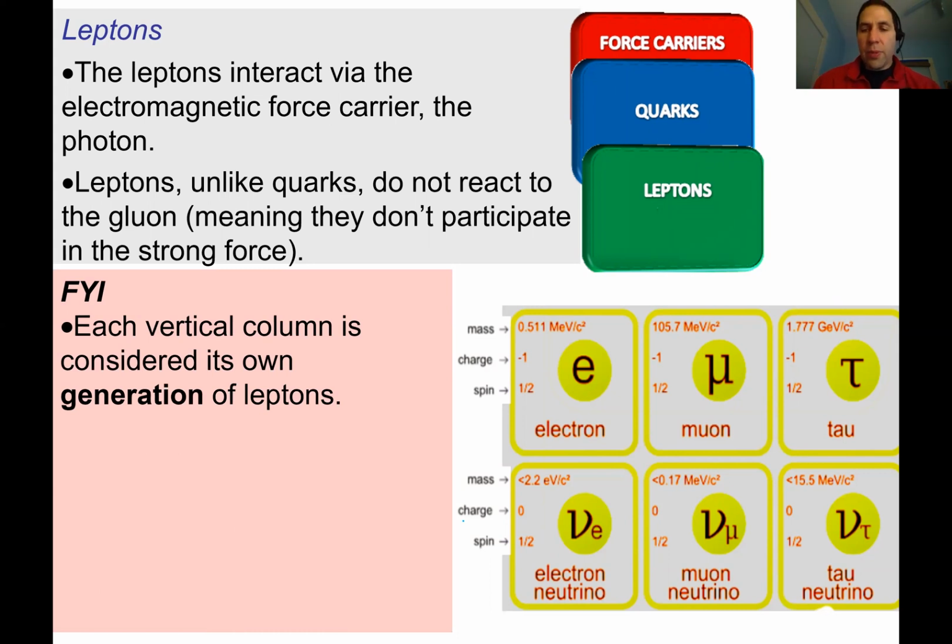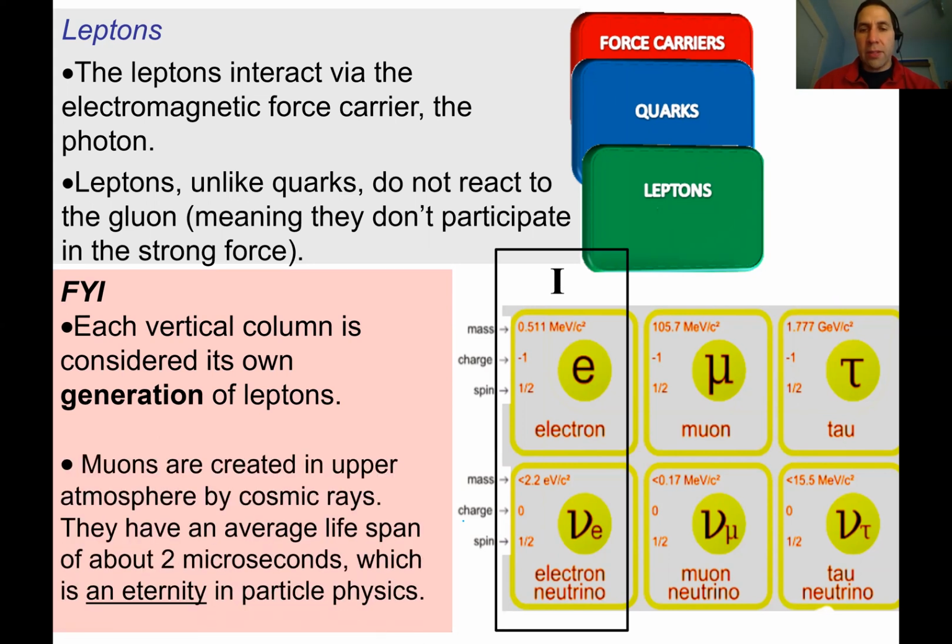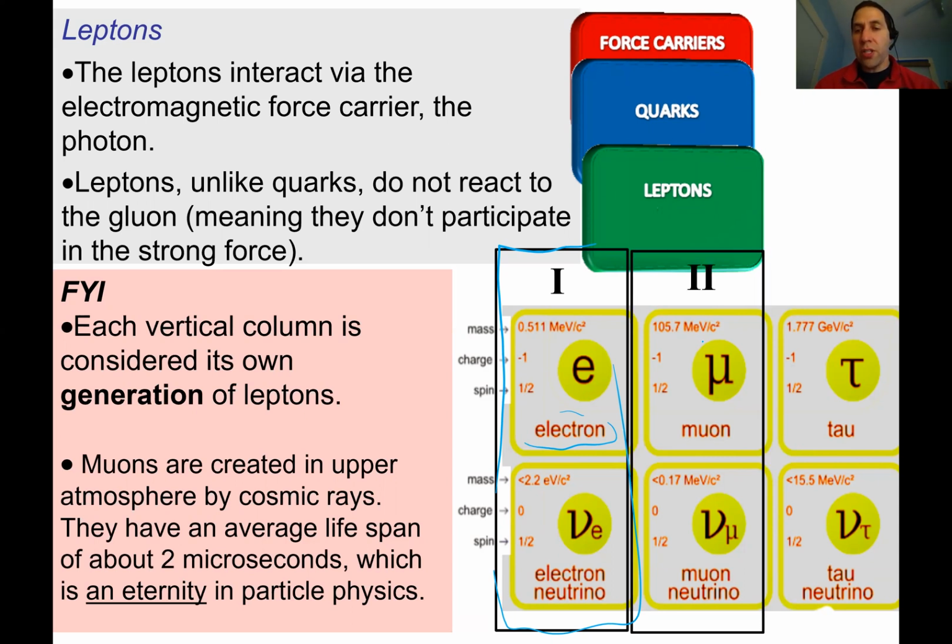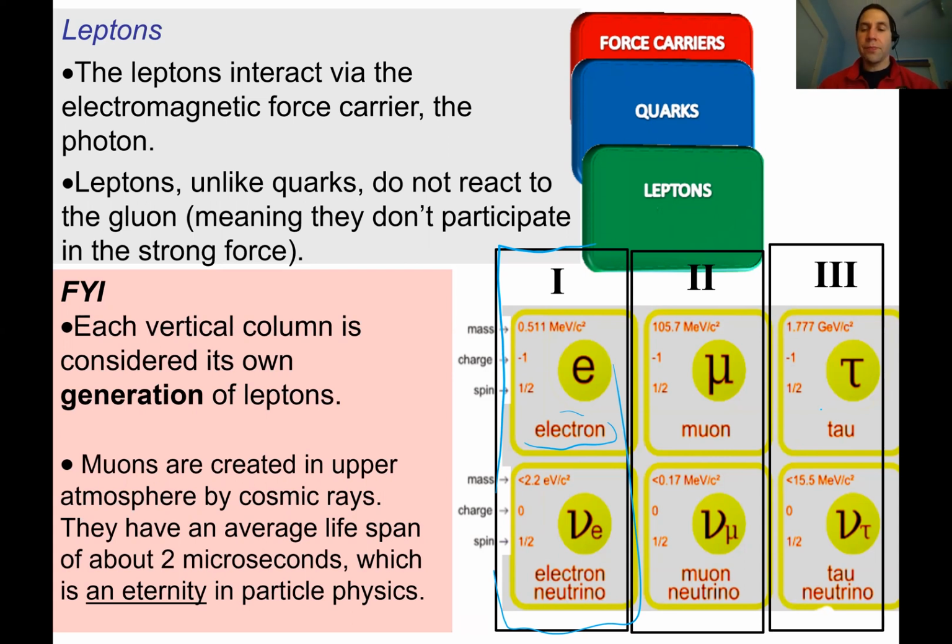Now, I want to make sure you understand that each vertical column here is considered its own generation of leptons. Notice this column here, where you have the electron. This is the lepton you're most familiar with, maybe exclusively familiar with. This electron and its accompanying neutrino, the electron neutrino, is considered a generation 1 lepton. That's going to come into play later on when we talk about conservation laws. Generation 2 leptons include the muon and the muon neutrino. And finally, generation 3 leptons include the tau and the tau neutrino.